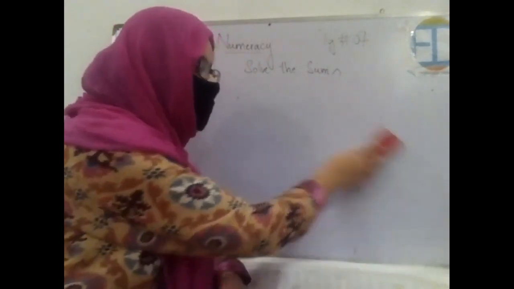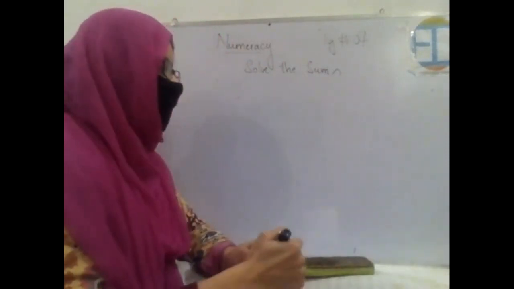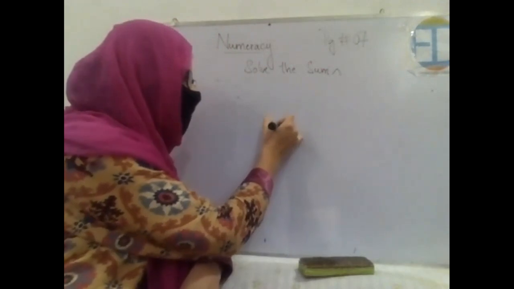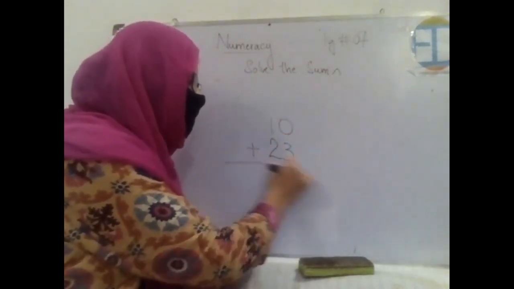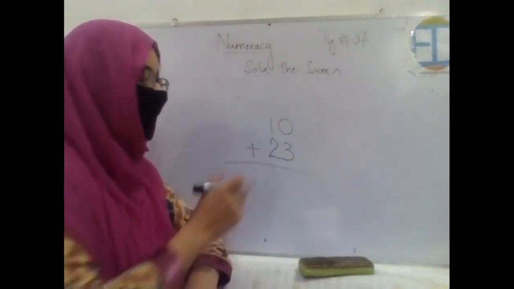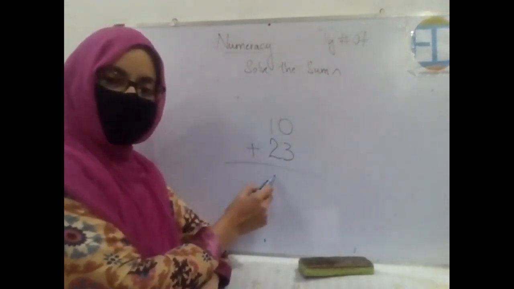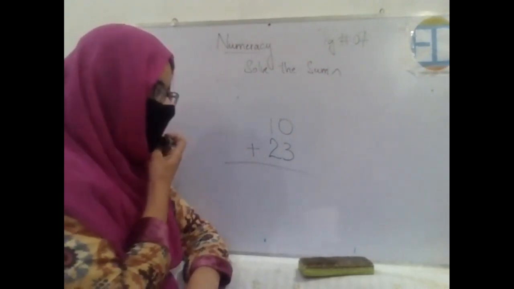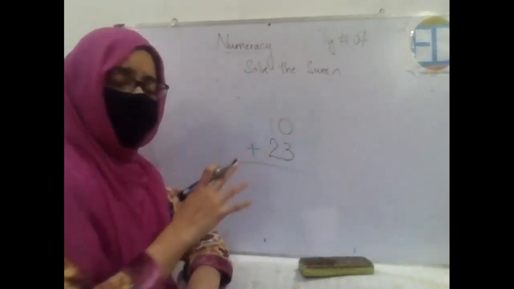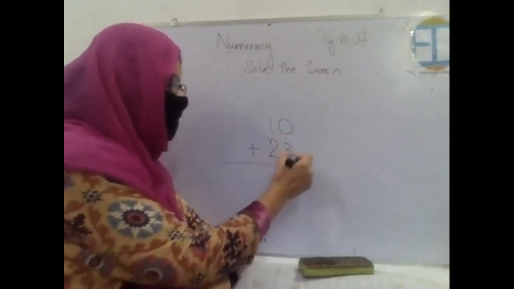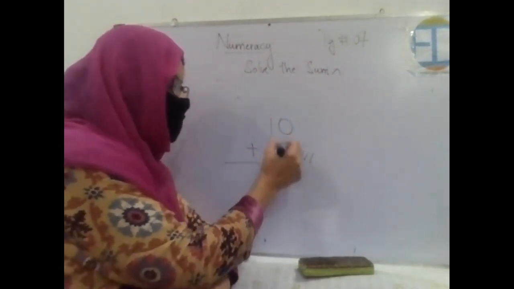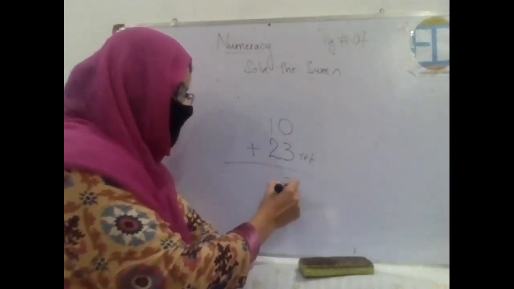The steps to solve these sums is that first we will write the numbers in the vertical order. The vertical order means we put the numbers one above the other, right? So here 10 and 23. Now we will count them. Whatever the number is given to you, draw some lines with that. 0, so no lines. 3, 1, 2, 3. So now 1, 2, 3. So the total number is 3.